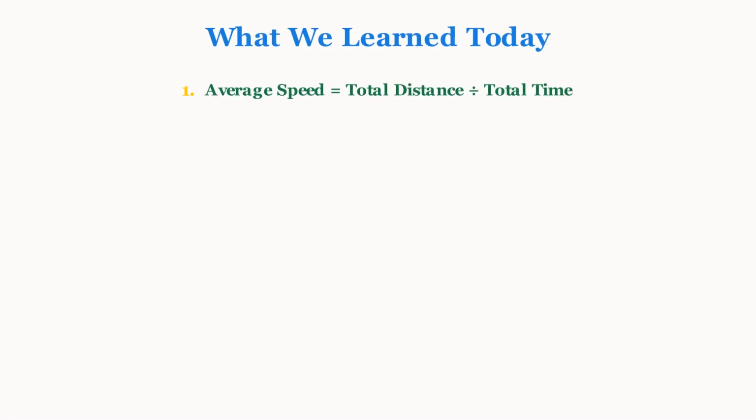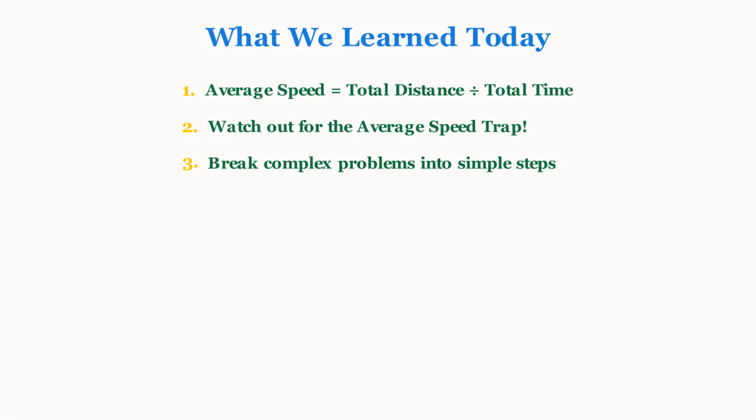Let's recap what we learned today. First, average speed equals total distance divided by total time. Second, watch out for the average speed trap when dealing with different speeds. And third, always break complex problems into simple, manageable steps.